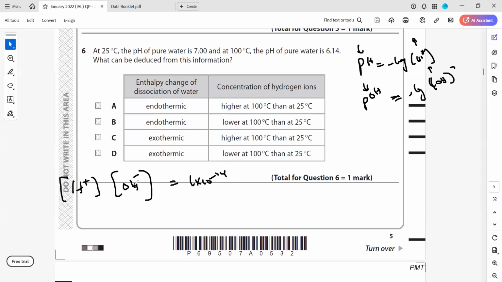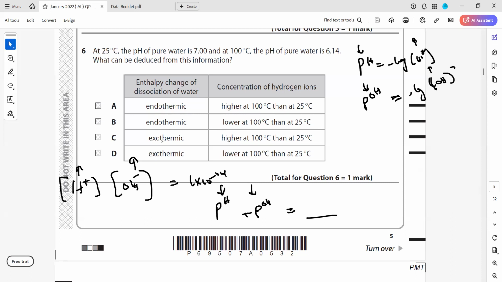When we increase the temperature, the product will increase. There will be more hydrogen ion, more hydroxide ion. If the product increases, the value of the pH will decrease and the value of the pOH will also decrease. So what will be the sum? The sum will be less than 14. So the question is, what is the enthalpy change of dissociation of water?